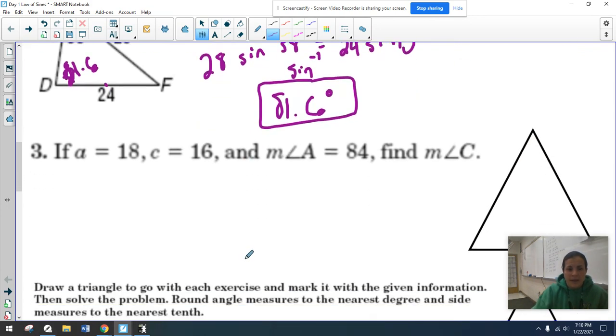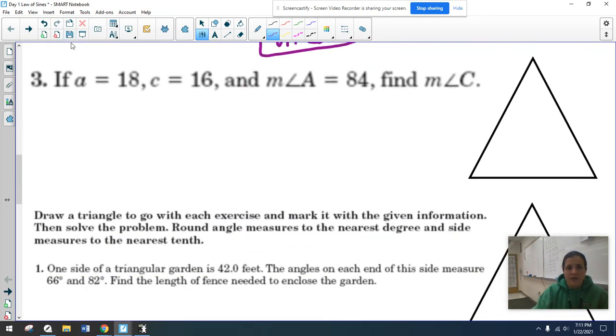Okay. Down here, the only reason I put a third one is because they don't give you a triangle. So sometimes you're going to have to make your own triangle. So if we've got ABC, you just make your own ABC like this. So angle C is missing. That can be theta or C, whatever you want. Angle A is 84 degrees. Little a, so little a right here, is 18. That means this is the 18. And little c is 16.